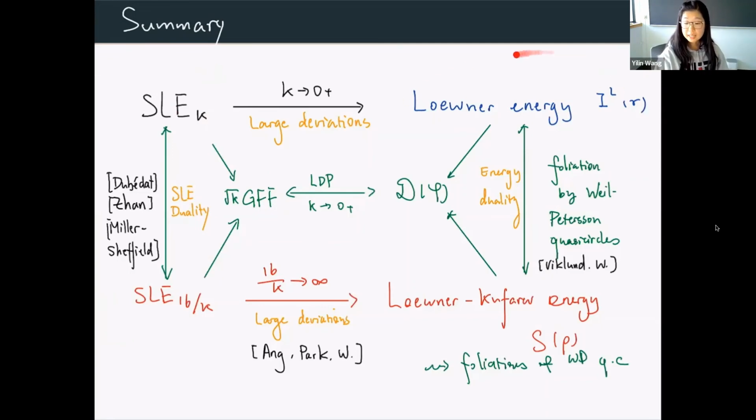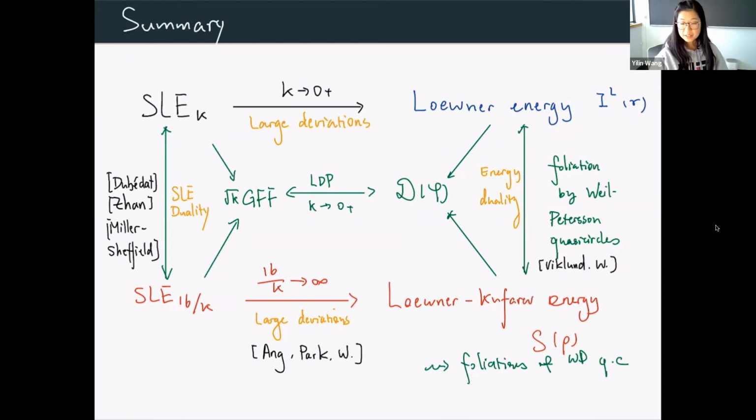So we guessed and proved that on the right-hand side, you have a similar story. Here, you have a foliation by Weil-Petersson quasicircles, and the relation between these two energies is called energy duality. And the way we prove it also goes through some Dirichlet energy in between.